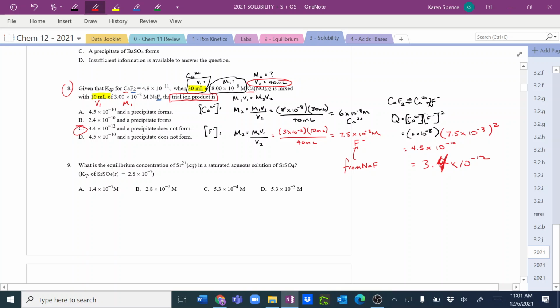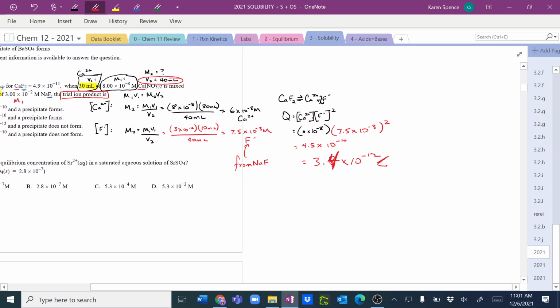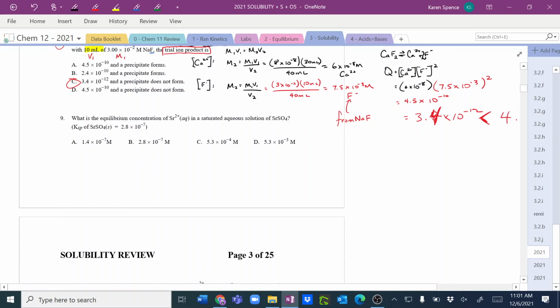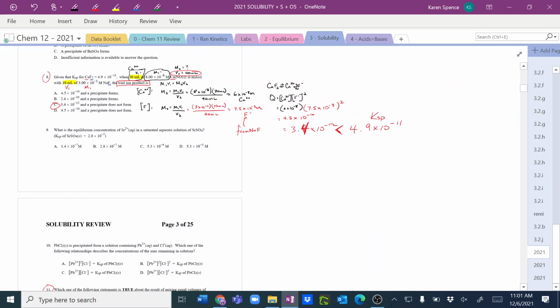But does it make sense that it should not form? Because this is less than the KSP, which is 4.9 times 10 to the negative 11, which is the case. Okay. Right. That means that it's just barely saturated, and no precipitate will form. Yeah.